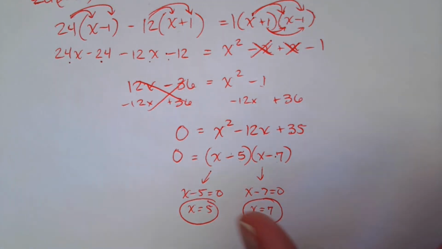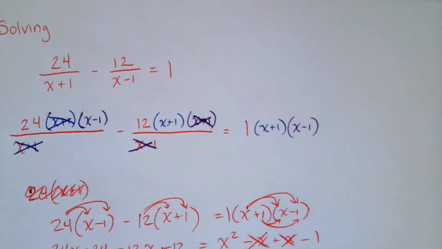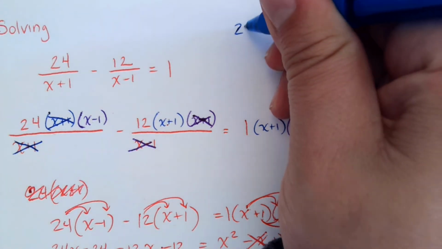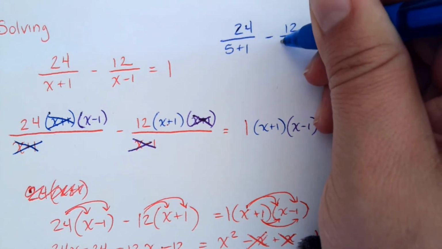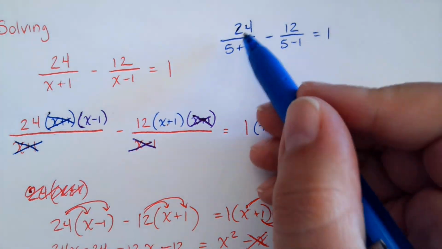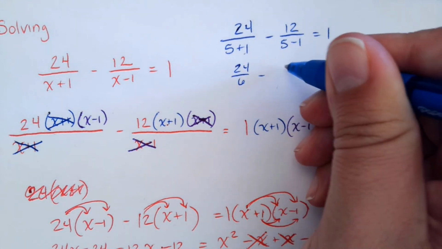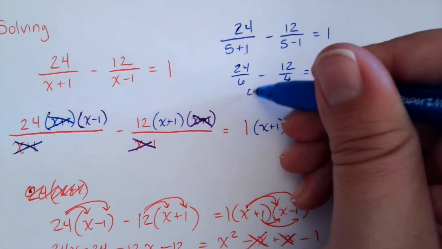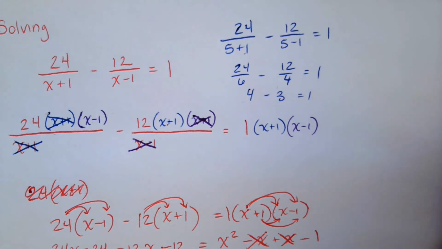Let me show you how both of these would work in that original equation, just so you can see. So let's plug in 5 first. 24 over 5 plus 1 minus 12 over 5 minus 1 equals 1. Well, 5 plus 1 is 6. 24 over 6 minus 12 over 4. 24 divided by 6 is 4. 12 divided by 4 is 3. 4 minus 3 equals 1. It works.